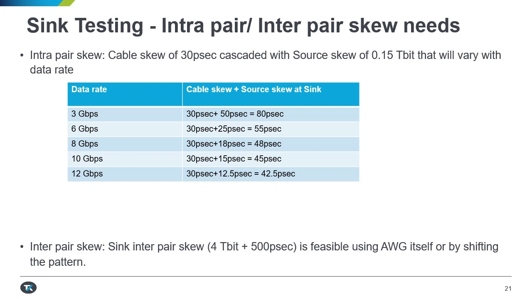For inter-pair skew measurement, the sync inter-pair skew of 4 Tbits plus 500 picoseconds is feasible using the signal source or pattern generation itself, or by shifting the patterns. The table shows the SIP requirement, which is cable skew plus source skew for different data rates.